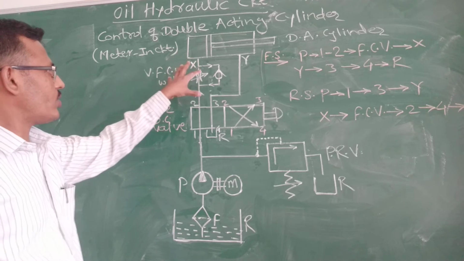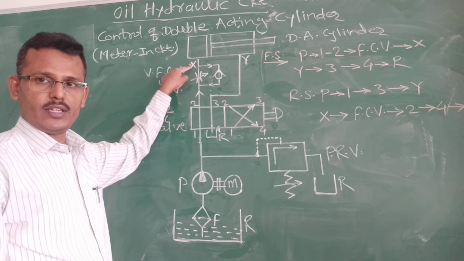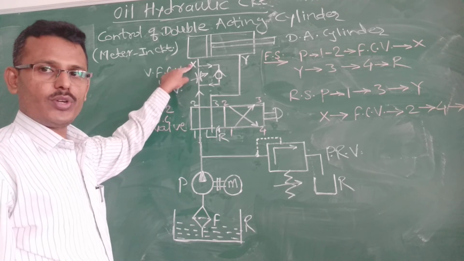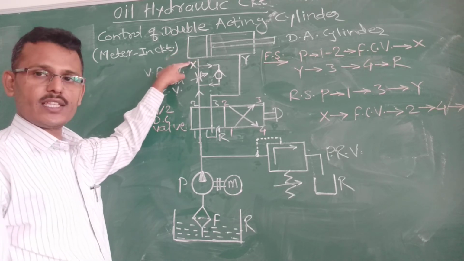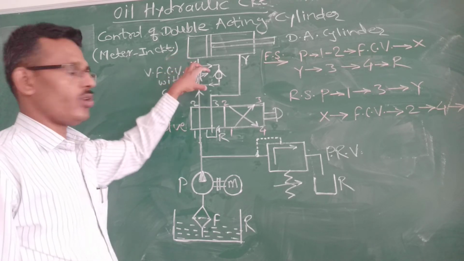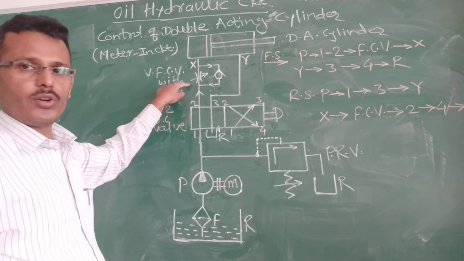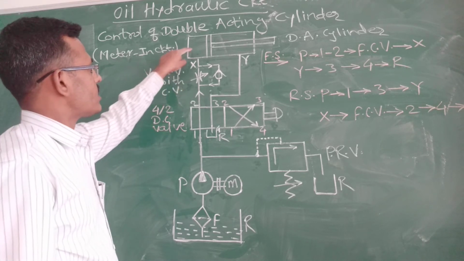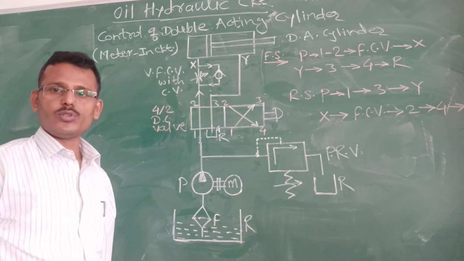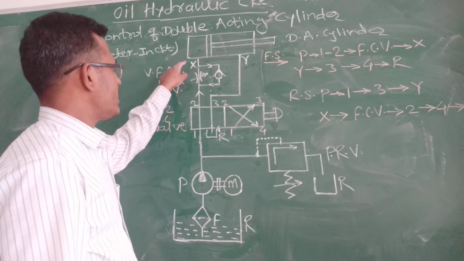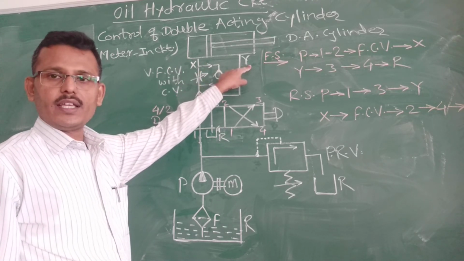This flow control with the check valve is placed at the inlet of the actuator, where oil is admitted inside the actuator through the inlet port X. At that time the flow of the oil can be controlled or regulated with the help of the flow control valve. Next is the double acting cylinder. It is called a linear actuator. This actuator has 2 ports. One is the inlet port, that is X, and the other is the outlet port, that is Y.